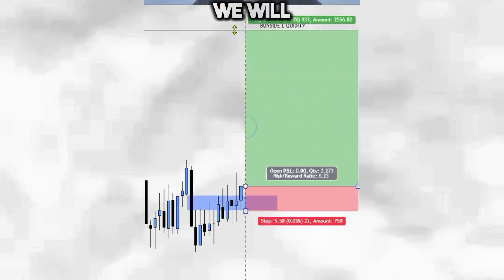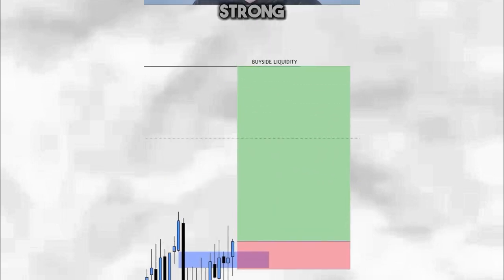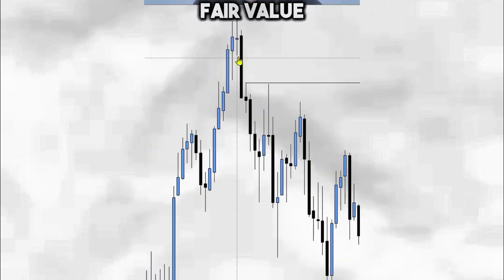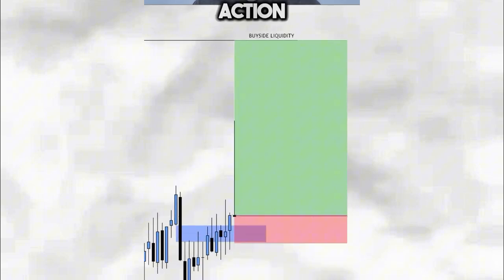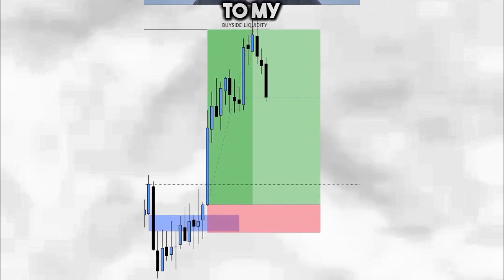In this instance, we will target this buy side liquidity as it is a strong draw on liquidity, as it has a fair value gap above it that has not been tapped into yet. Now if we play out this price action, as you can see, it shoots up straight to my take profit. I have over an 80% win rate and I trade the same strategy every single day.